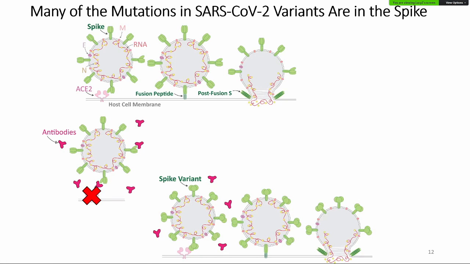But when the spike mutates, it changes its shape, right? It can't change its function. It always has to bind that ACE2, but it does change its shape. And if it changes its shape, the antibodies that we've made from either vaccines or natural resistance no longer bind to it, right? And that's because the shape of that spike has changed, the physical surface, but its function is conserved.